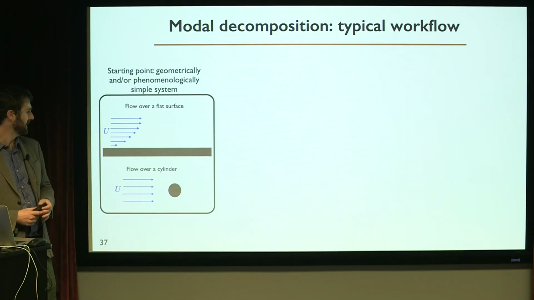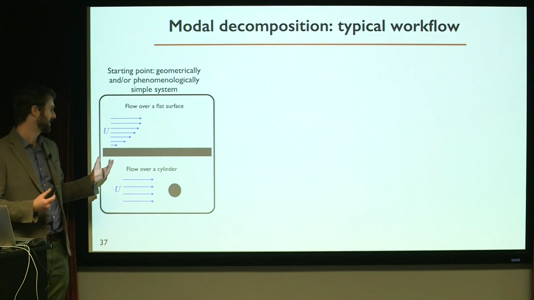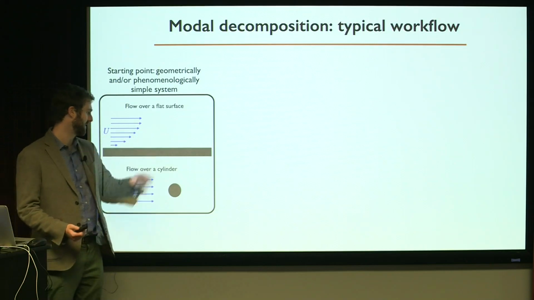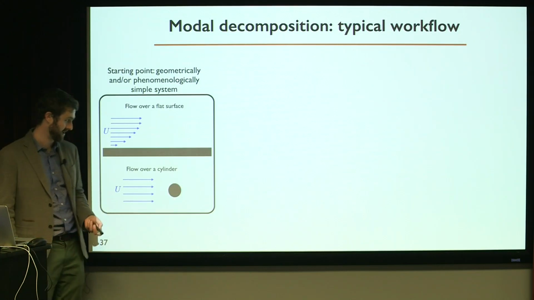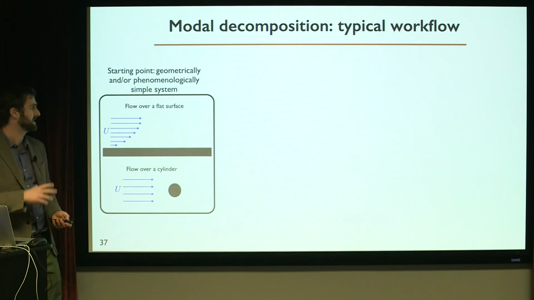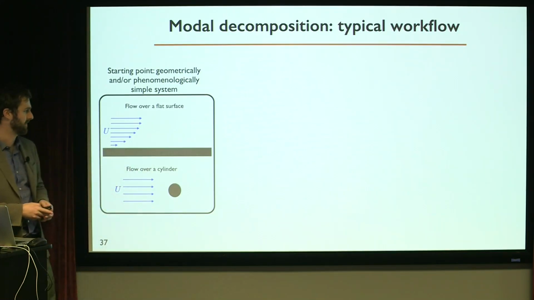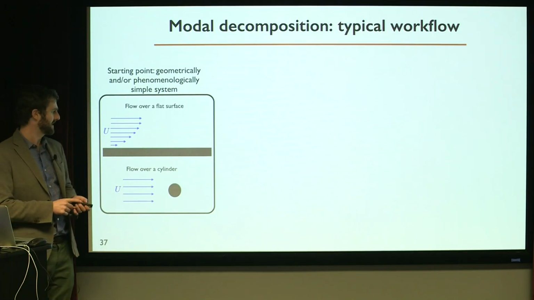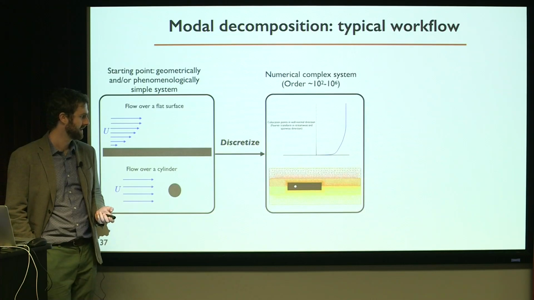So in fluids, we might start with a system that is actually quite simple. So maybe we have flow over a flat surface. Maybe we have flow over a different shaped solid body. So in this case, just a cylinder, like I was showing previously. But in any case, it's relatively simple to describe. And of course, you can look at more complex geometries and so forth, but it typically doesn't require too many degrees of freedom to at least describe the system.